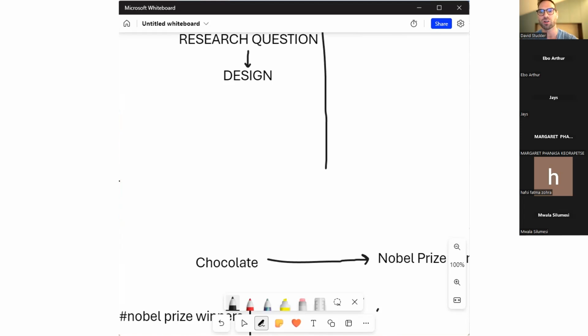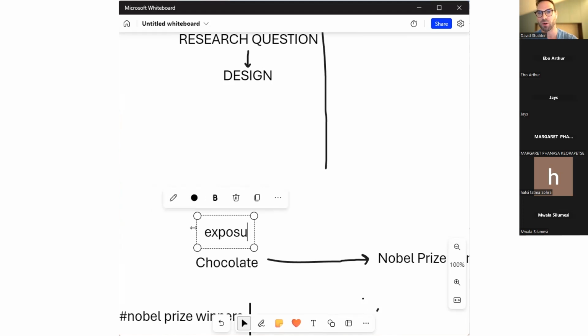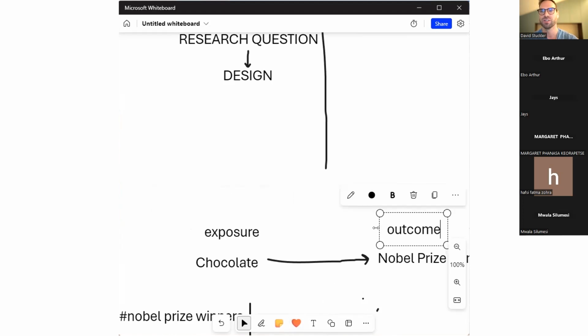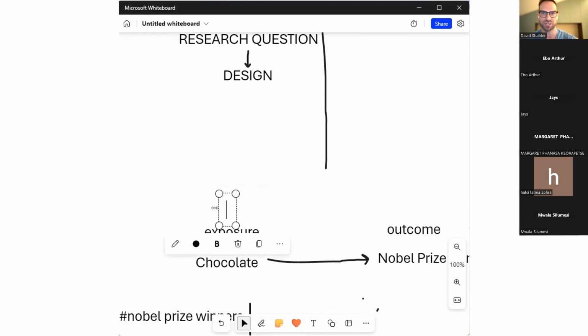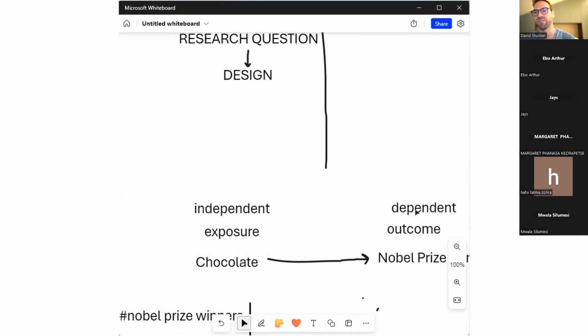It's important to get the direction right. This is sometimes called the exposure, and this is called the outcome. Different fields have different ways of talking about this. In economics, they like to call this the independent variable and the dependent variable. Why dependent? Because we think the number of Nobel Prize winners depends on how much chocolate you eat. Now, I don't actually think chocolate creates more Nobel Prize winners, but we're using this as an example for reasons I'm going to come back to.